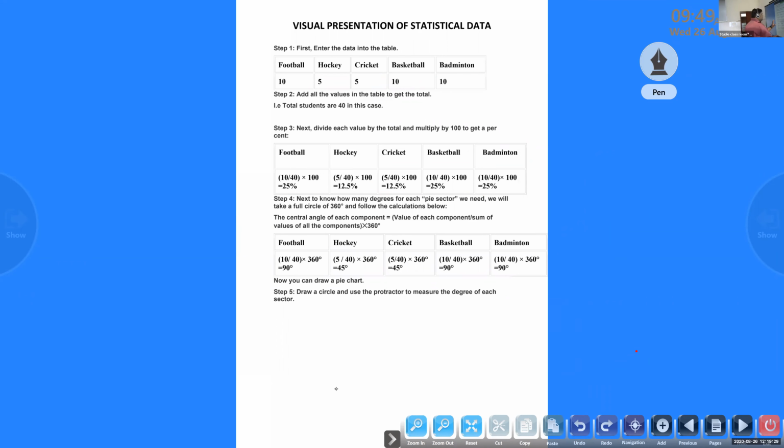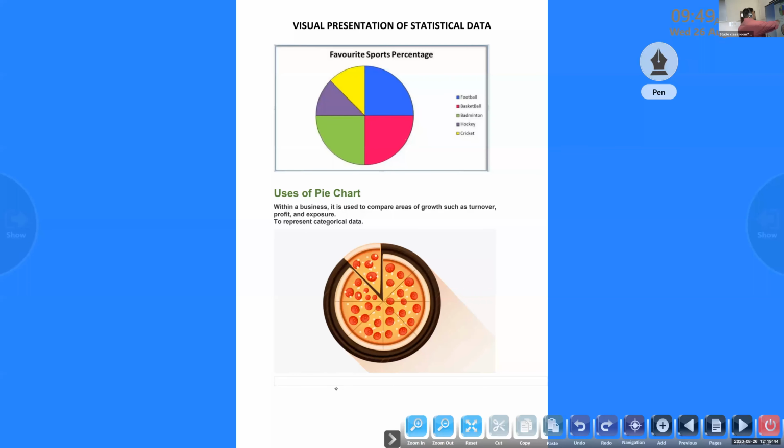Once we are able to convert that into percentages, next we can directly find the angles also. Two methods we are able to use. So you can see here, finally we draw a pie chart. This blue color indicates the people who like football, red color indicates people who like basketball, this green color indicates badminton, this gray color the hockey, and this yellow color cricket.